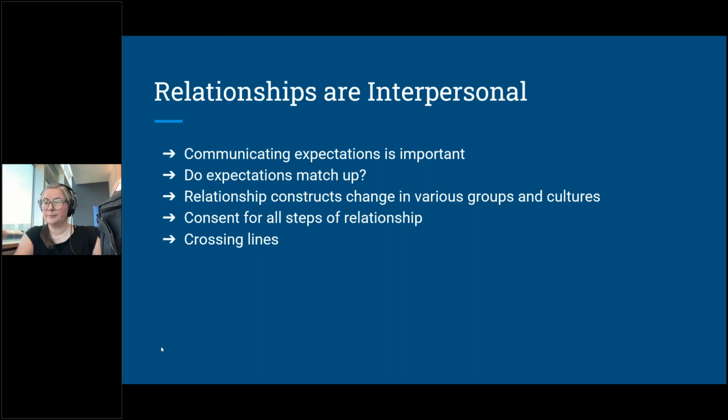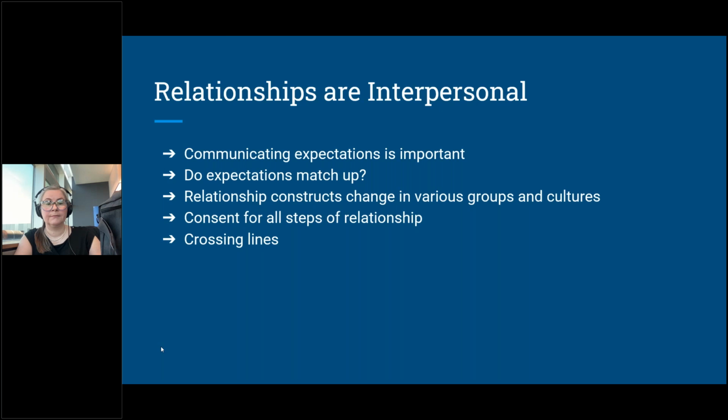Relationship constructs change in various groups and cultures. You have to be cognizant of cultural differences and the group differences. One person may act very differently in a group than they act one-on-one. And culturally, you have to be aware and be open to learning about cultural differences. I think the best way to communicate that is to ask questions in a nice way, like, hey, I'd like to learn more about your culture. Can you tell me a little bit more about it?